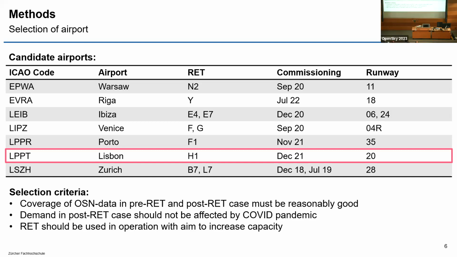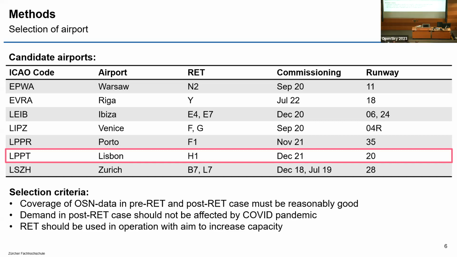So first, of course, the data in terms of OSN has to be good for these airports. Then we wanted to look at airports where before the rapid exit taxiway addition and after, demand is more or less the same, so we can leave out any COVID-related influences. And the taxiway really has to be used in order to increase capacity and not just to smoothen out operation. This is especially the case in Zurich, where they built rapid exit taxiways to smoothen operation, not to really increase capacity. So in the end, we had to pick Lisbon as the only airport which really fulfilled all these selection criteria.